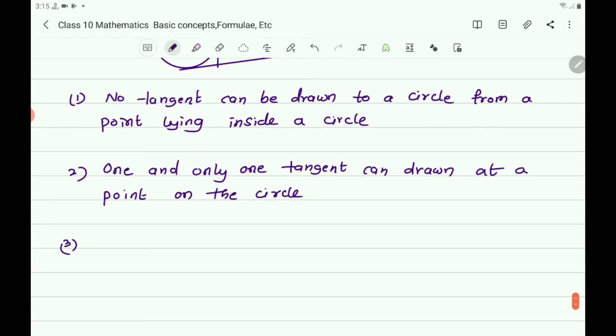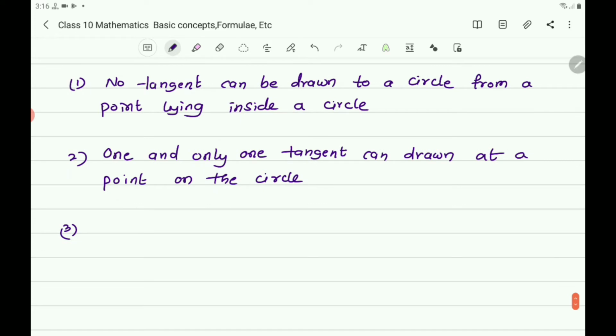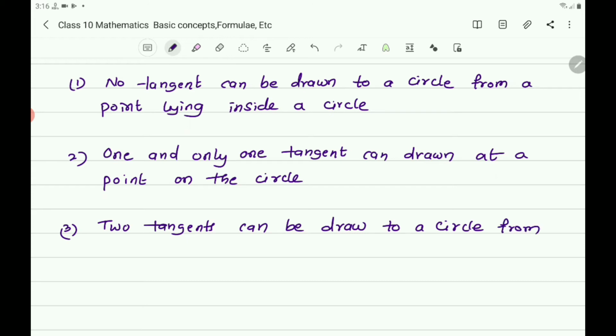Next, third one: exactly two tangents can be drawn to a circle from a point lying outside the circle, right?